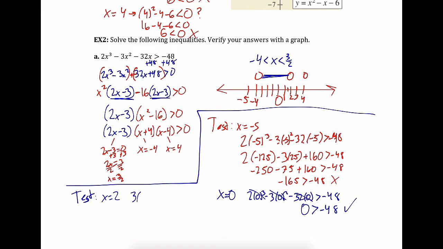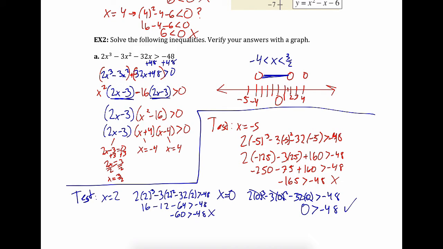Goodness gracious, sorry, I was getting ahead of myself. 2 times 2 to the third minus 3 times 2 squared minus 32 times 2, checking to see if we end up with a value that's greater than negative 48. Well, 2 times 2 cubed ends up being 16, minus 3 times 2 squared, that ends up being 12, and then minus 32 times 2, so minus 64. 16 minus 12 is 4, minus 64, we end up with negative 60, greater than negative 48.